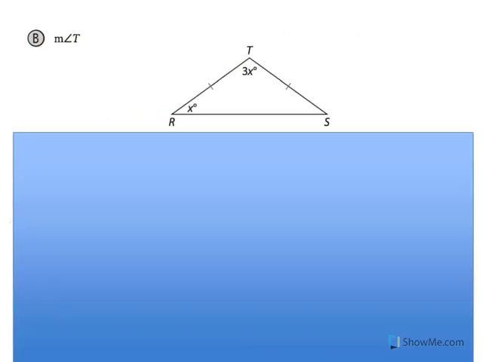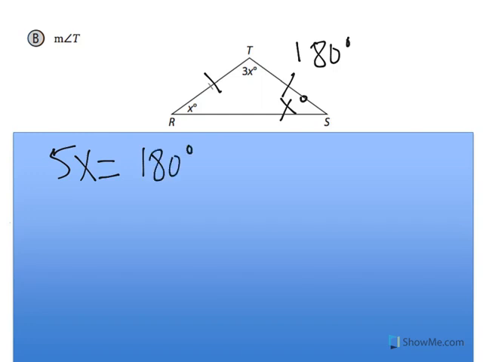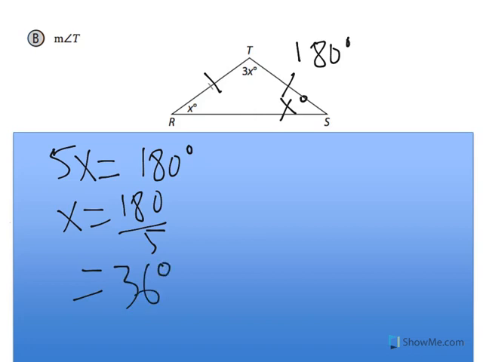Example B, solving for T. So we're given that this is an isosceles triangle. So if R is X, S is also X. And we know the sum of the angles of a triangle is 180. So X plus X plus 3X would give us 5X equal to 180. Solve for it, so X equals 180 divided by 5. Right, so 180 divided by 5 will give us 36 degrees.